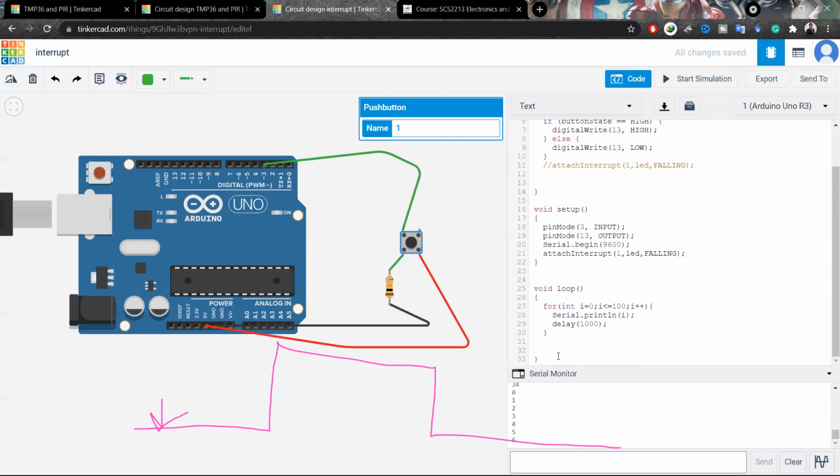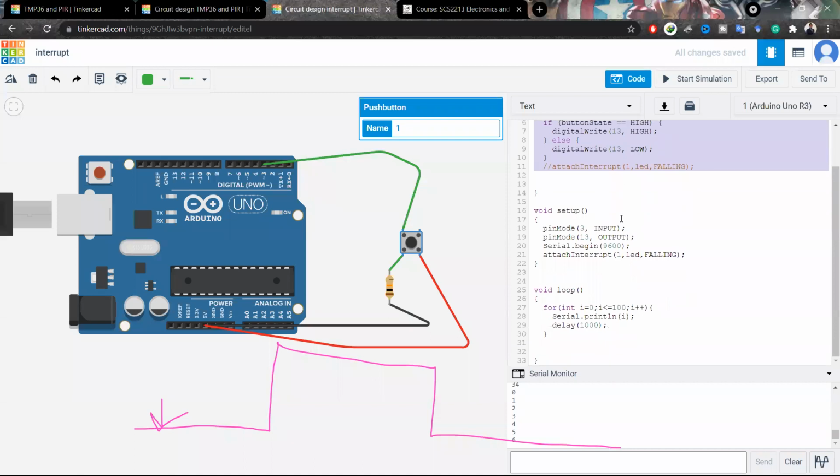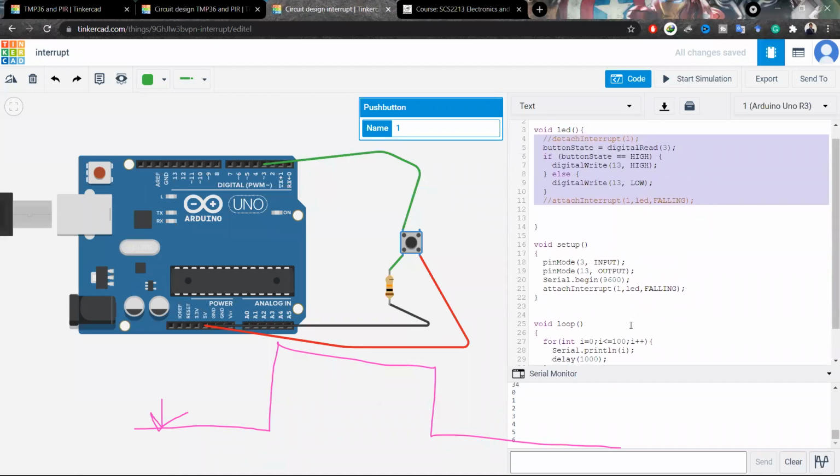So we need to do two or three works, right? We are executing the loop, and by the time a condition is met, we should execute this piece of code as well, right? So it seems like we are executing both these functions, the loop function and the LED function, right? So if we put this LED function inside the loop function, that is basically inside the loop function, right?